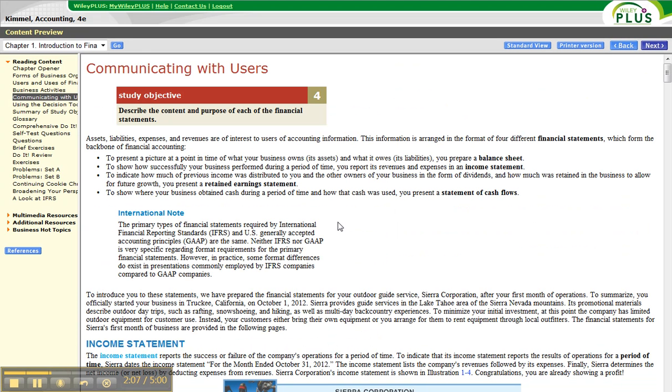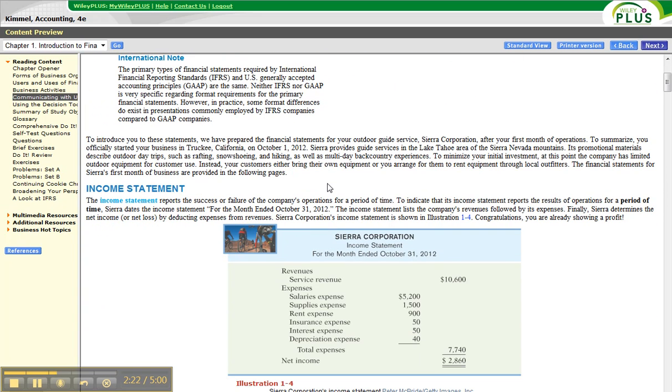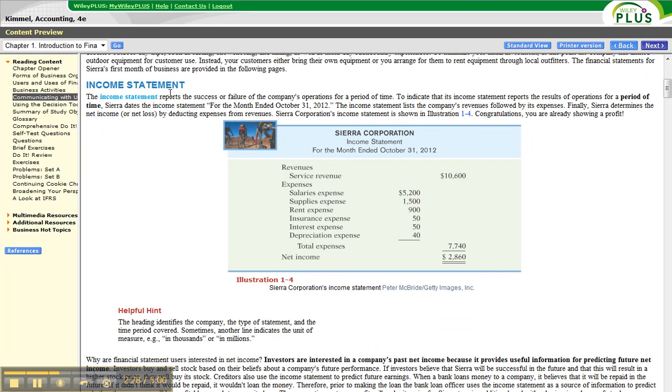In study objective 4, we get into how financial information gets communicated to the users of financial information that we talked about in study objective 2. So this is a very important initial introduction to the different kinds of financial statements that companies issue. First is the income statement.